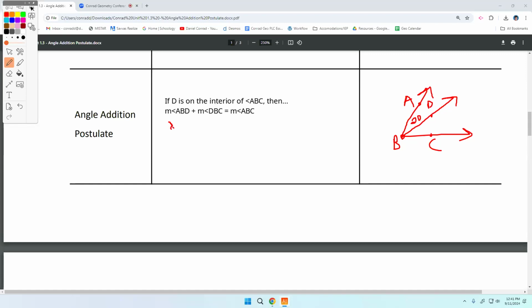I really need to get a mouse still, or a pad. Okay, 20 plus DBC, let's say it was 30 degrees. That would add up to the whole thing, which is angle ABC, which in this case would be 50. So that's all the angle addition postulate is saying: when we have two angles that are right next to each other, we can add them together to get the big angle. That's essentially the angle addition postulate.